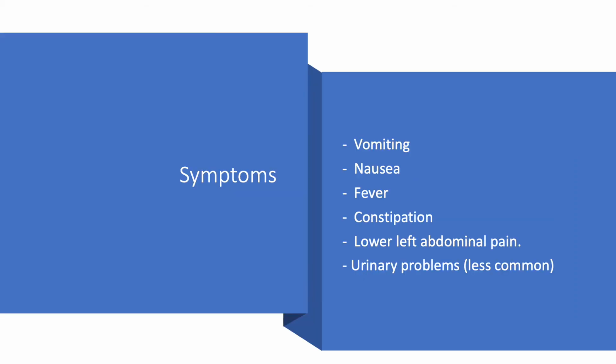The most common symptoms of diverticulitis include vomiting, nausea, fever, constipation, lower left abdominal pain, and urinary problems, which are less common. And to quickly reiterate the cause of each of these symptoms, constipation is caused by the narrowing of the colon lumen, which means there's less space in the colon for the stool to pass through. And this can lead to vomiting because now bowel contents can't pass through the colon and be excreted through the anus because they're blocked by the bowel obstruction, they're blocked by the constipated stool.